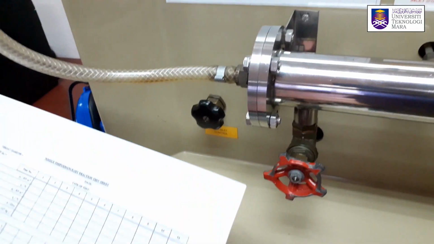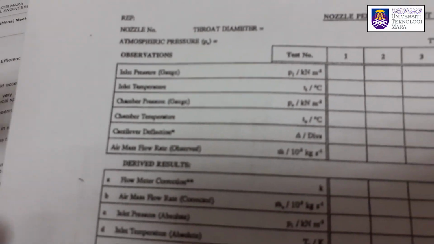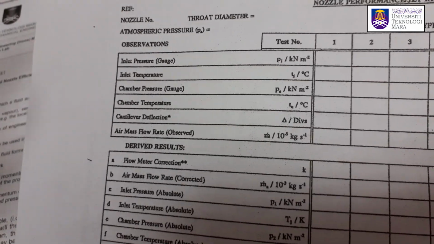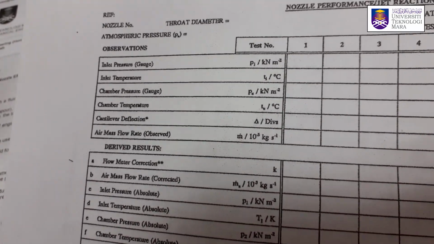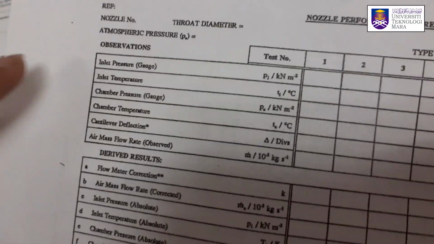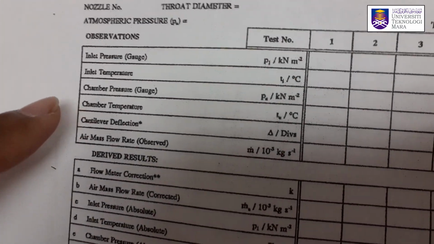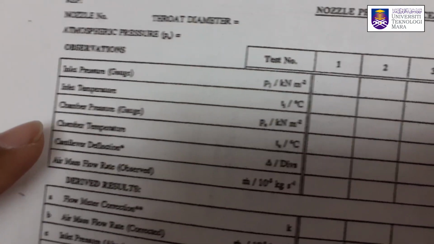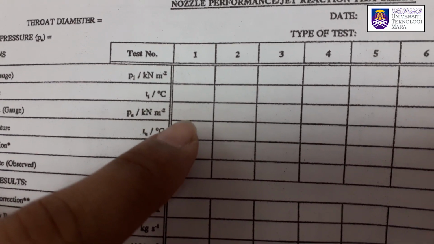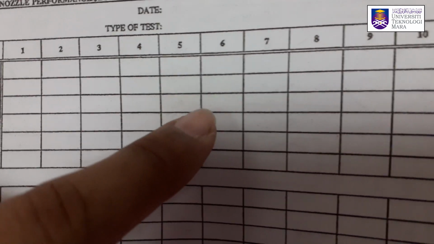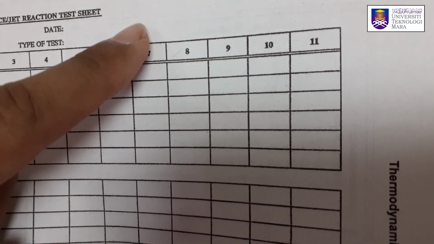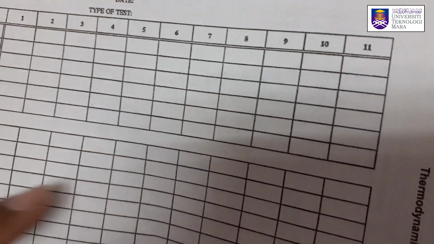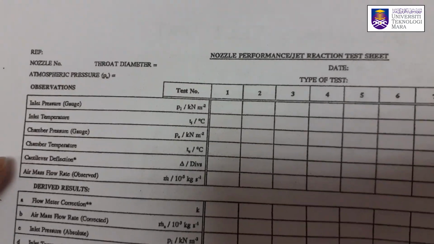Taking a look at the table here, there are a few things that you need to get. The inlet pressure, as I've said before, will stay constant throughout the whole experiment, about 600 kilopascal. The inlet temperature and the chamber temperature, T1 and T2, are going to be the same. The chamber pressure is the one that we control, so it will start from 0, 100, 200, 300, 400, 500, and lastly 600. You're going to end the experiment around number 7.